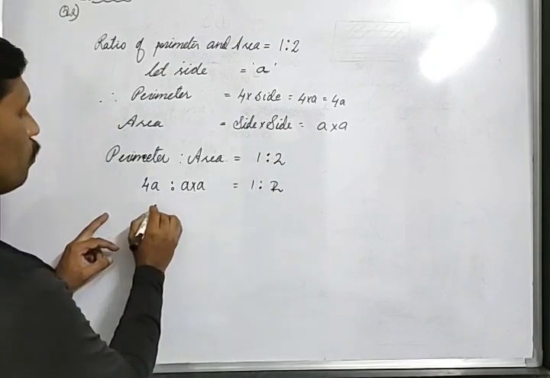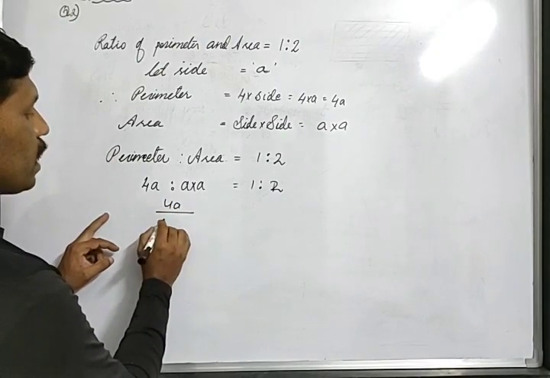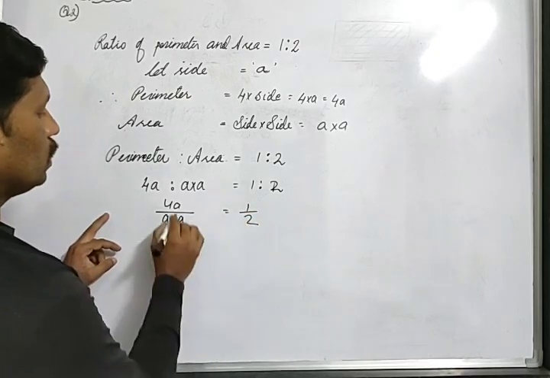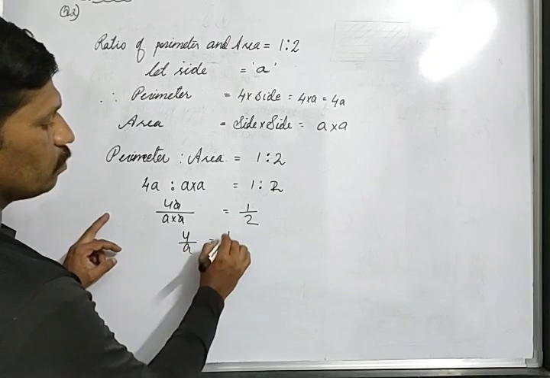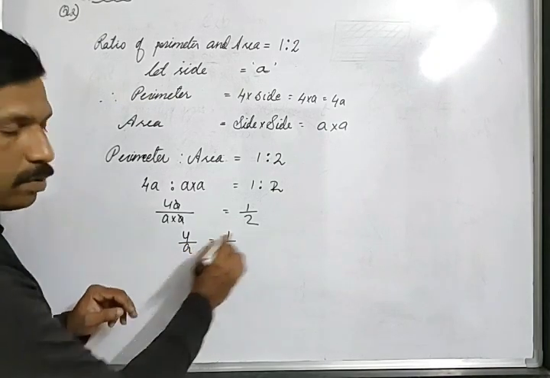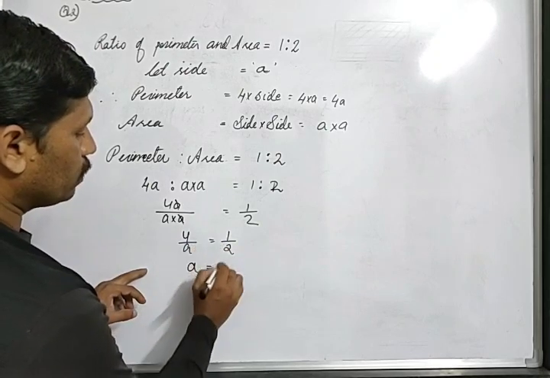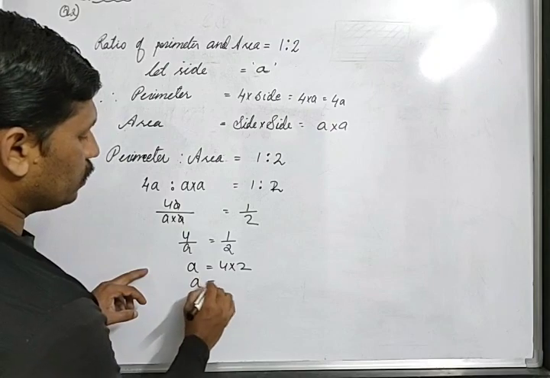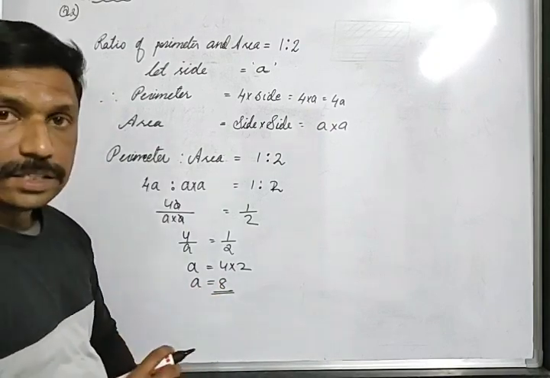1:2. So therefore the ratio 4 upon A we can write as a fraction. 4 upon A is equal to 1/2. Then we cross multiply. A into 1 means A, and 4 into 2. A is equal to 4 into 2, that is equal to 8. So we got A is equal to 8 units.